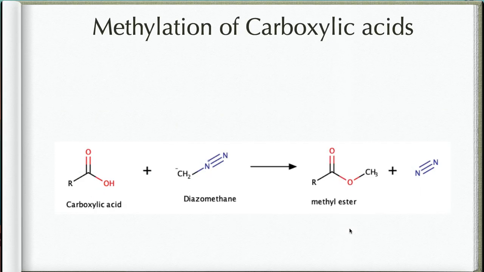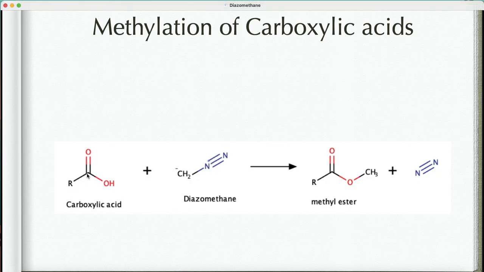Second synthetic application is methylation of carboxylic acids. A carboxylic acid, R C double bond O OH, on treatment with diazomethane CH2N2 in ether, by loss of nitrogen gas, the nitrogen molecule, forms the methyl ester. This hydrogen forms the methyl group, and it forms R C double bond O O CH3, which is the methyl ester.